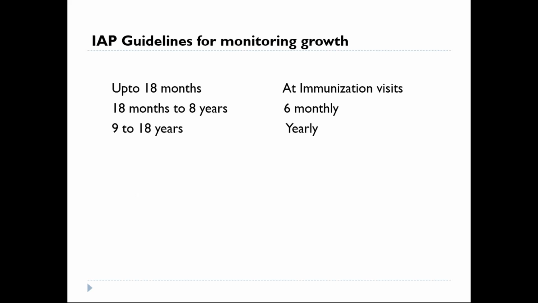Okay, so what are the guidelines for monitoring growth? For every child up to 18 months, you should do it at immunization visits. That is 6 weeks, 10 weeks, 14 weeks, then 9 months, then 1 year, 15 months, 18 months. So at immunization visits. Grossly in the first 6 months, every 4 to 6 weeks, and then every 3 to 4 months. Above 18 months, you can do it 6 monthly so that you know the growth velocity, because we will do T2 minus T1 divided by the months, times 12, so that we know the growth velocity. And for older children, you have to do it annually.